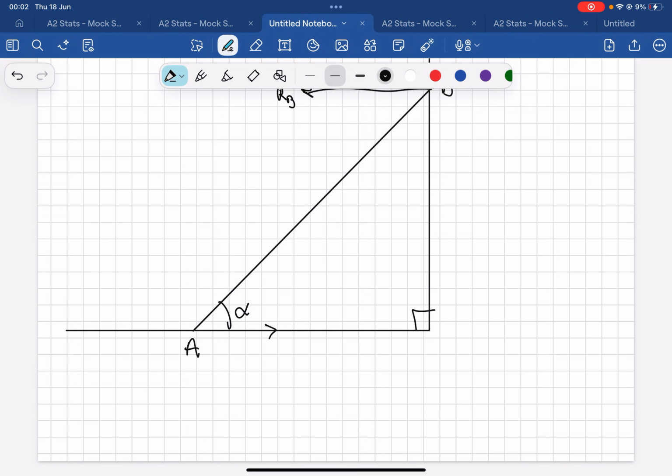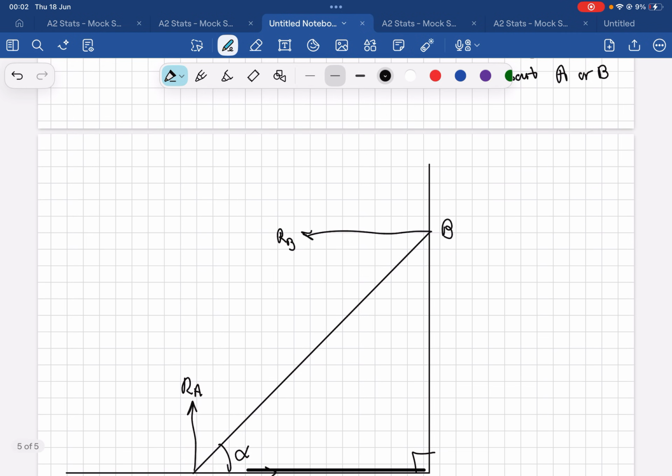So if the ladder slips, the reaction will be acting that way. Friction will be acting that way. We've got a reaction there, and we've got a reaction there. So mu R B.